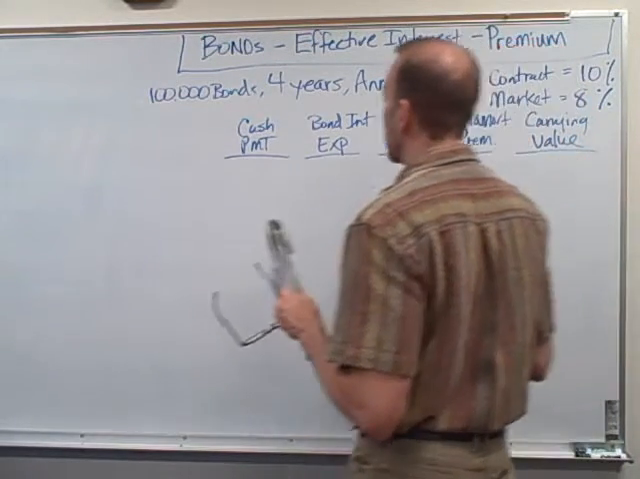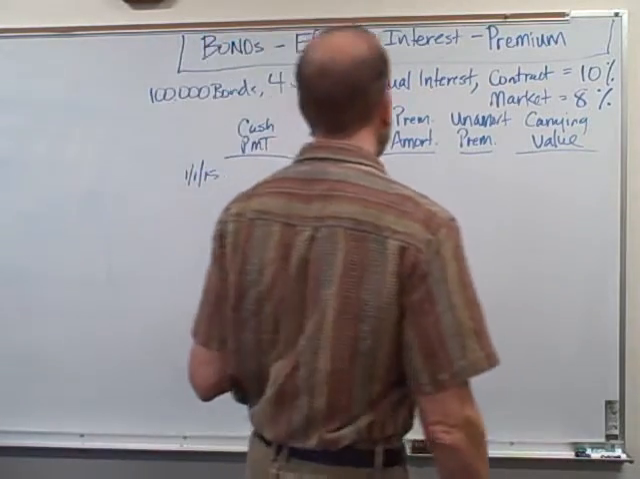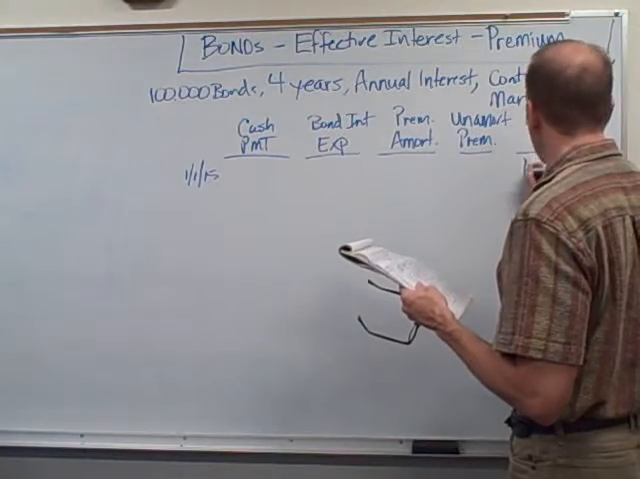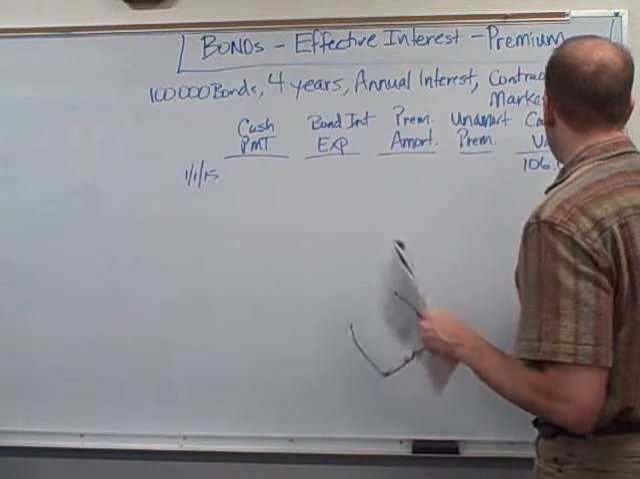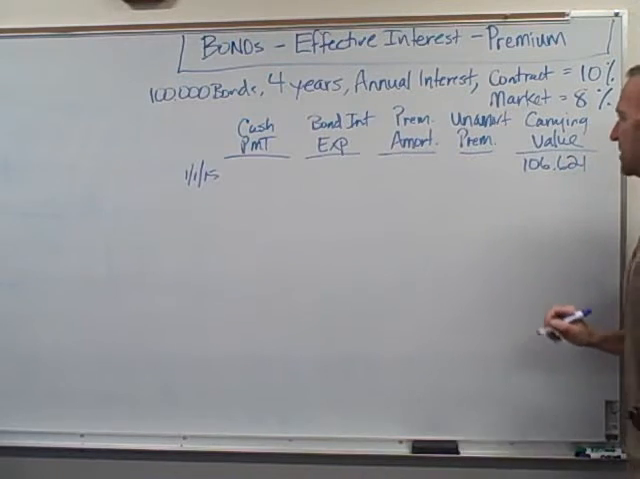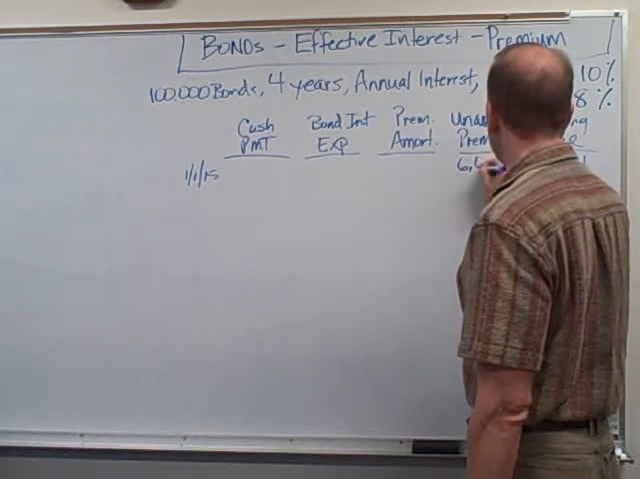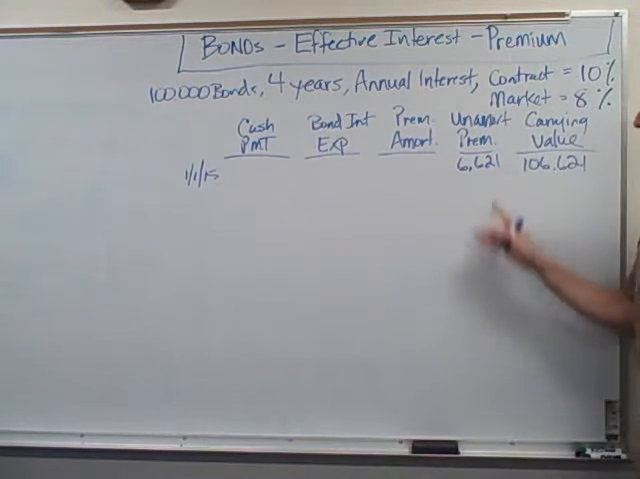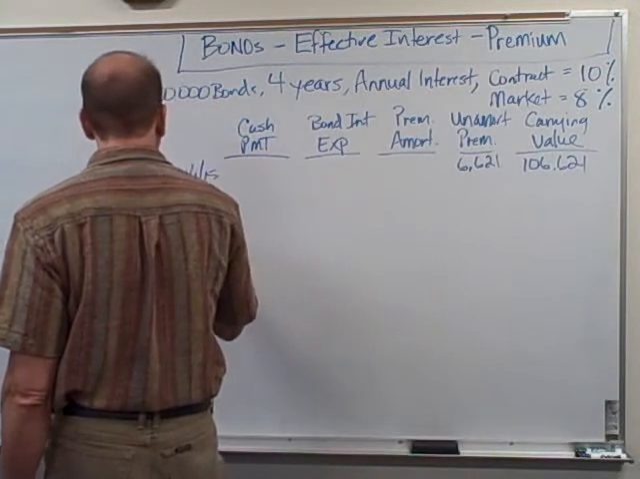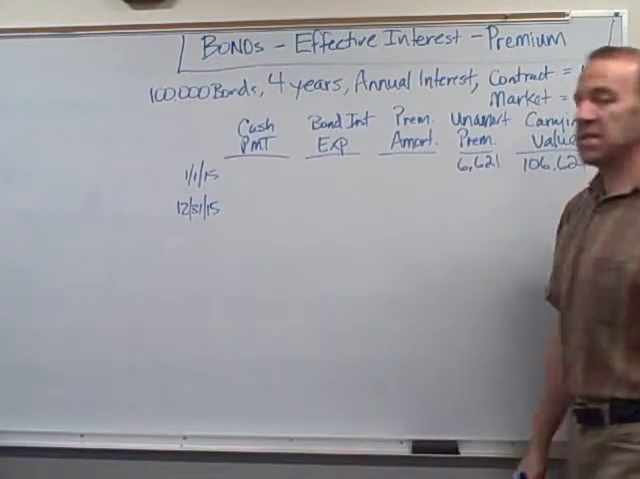All right, so now on January 1st, and I'm using the year 2015, the value of our bond that we calculated was $106,621. That's what we calculated in the timeline. So the premium amount that has not been amortized yet is the $6,621. It's the amount over $100,000. Now on December 31st, 15, we're going to have our first interest payment.